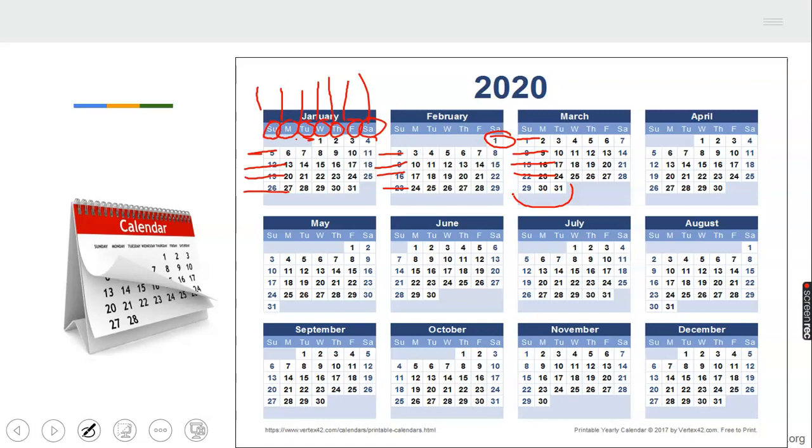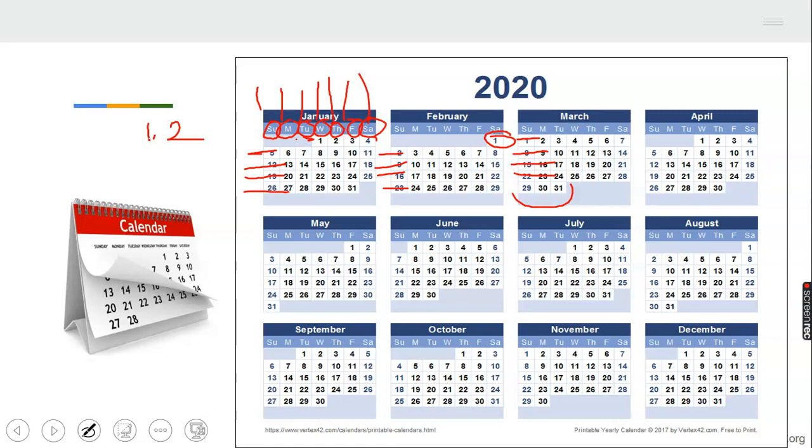You know that we said 4 weeks make 1 month. Okay, and how many months are in a year? There are how many? 12, right? January, February, March, April, May, June, July, August, September, October, November, December.